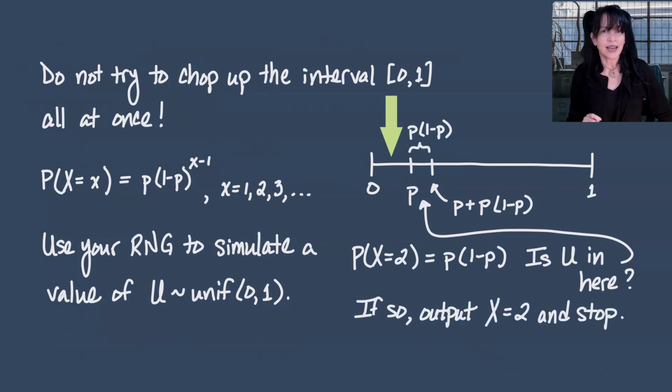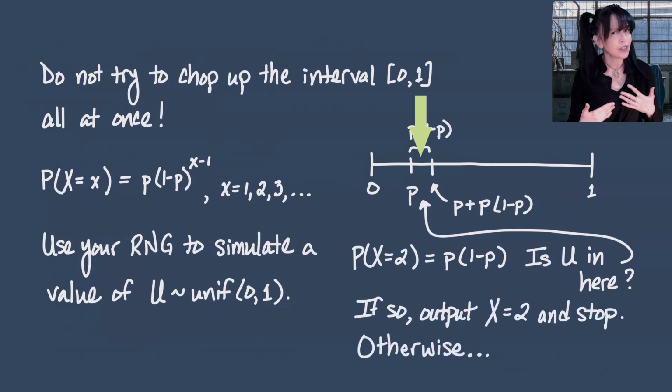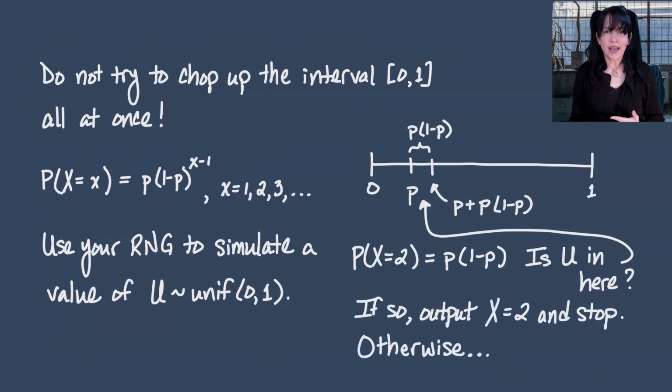So by checking that it's less than or equal to p plus p times 1 minus p, you do know that it's in this interval. So you continue in this way until you get a hit, until your uniform actually falls in an interval and you get an output value. And then you grab an entirely new uniform from your random number generator and start the process all over again to get a second draw from the geometric distribution.